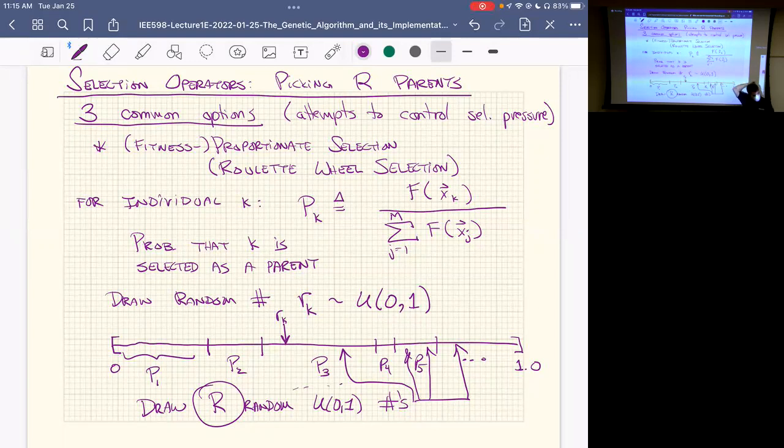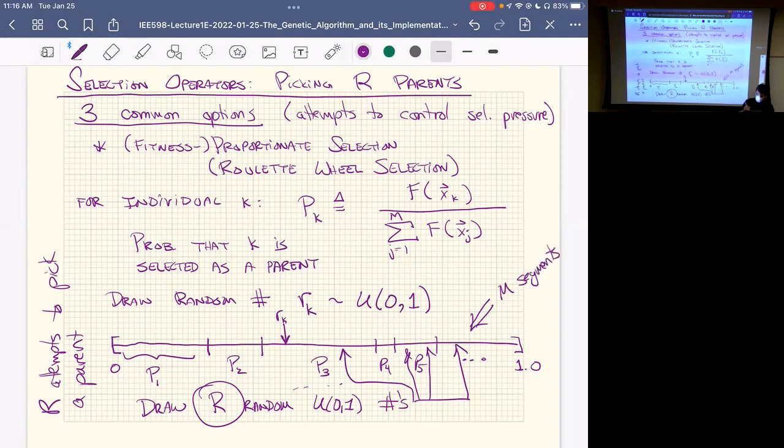Question: is the total number of K's equal to the capital R from before? Yeah, so there are R attempts to pick a parent. And so this little number line is divided into capital R segments. Well, no, M segments. This number line has M segments.